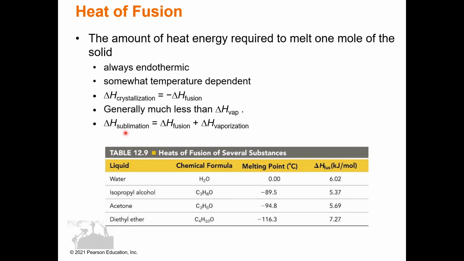Okay, so now let's take a look at heat of sublimation. Remember that in sublimation, we're going from a solid straight to a gas. So thinking back to Hess's law, where we're adding delta H values and reactions together, fusion is melting. So that's going from solid to liquid. Vaporization, we're going from liquid to gas. So when we're adding these two processes together, these two delta H's together, we come up with sublimation.